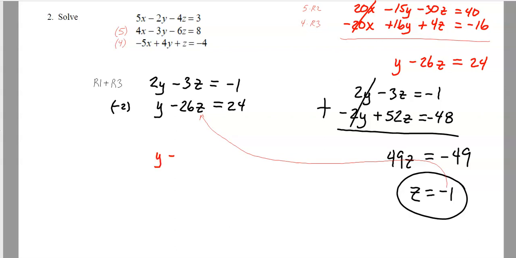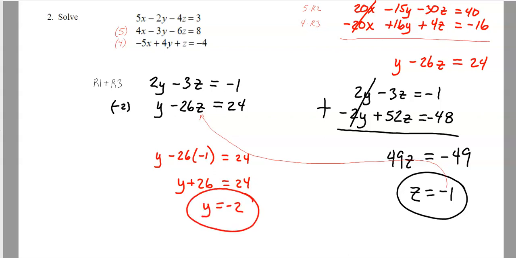Y minus 26 times z equals 24. So that's y plus 26 equals 24. Subtract 26, subtract 26. I get y is negative 2. Boom, another unlock. And it's no decimal, so life is good.